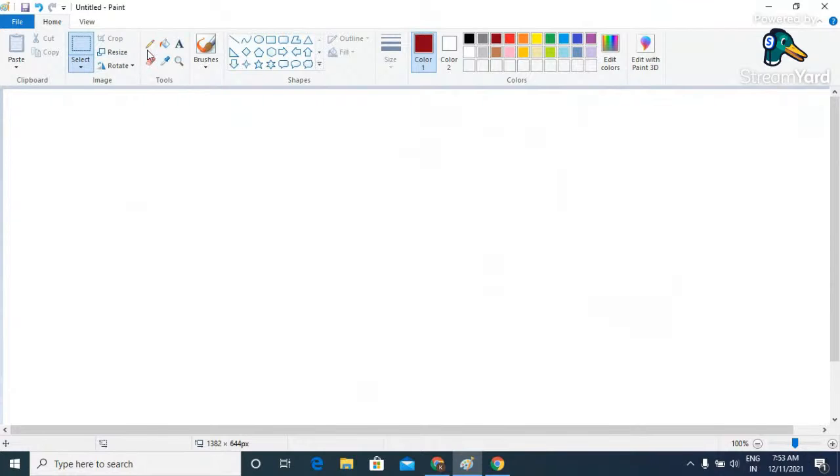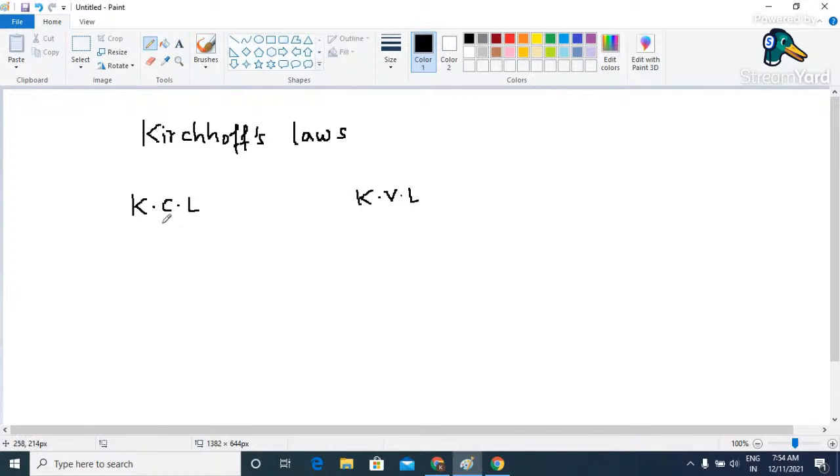now let us discuss the concept of KVL and KCL, or simply Kirchhoff's laws. Sometimes they are also called Kirchhoff's first law and Kirchhoff's second law. So we have Kirchhoff's current law, and here we have Kirchhoff's voltage law. Kirchhoff's current law is also called the first law of Kirchhoff, and Kirchhoff's voltage law is also called the second law of Kirchhoff.